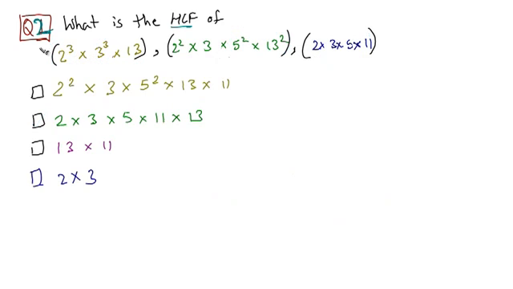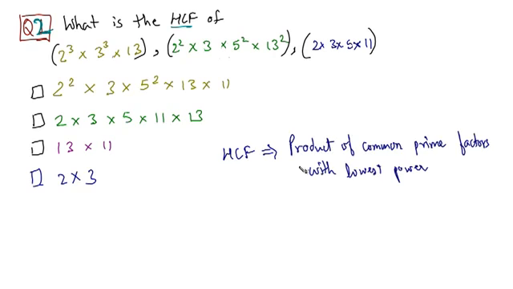Okay, time for question number 2. It's the same as the previous question. The only thing is that you have to find the highest common factor of these three numbers. So the first step to find the highest common factor by the method of prime factorization is to find out the prime factors of each of the numbers. So that step is already done for you. Now by the method of prime factorization, HCF is equal to the product of common prime factors with the lowest power. Let's find out the factors that are common to all of these three numbers.